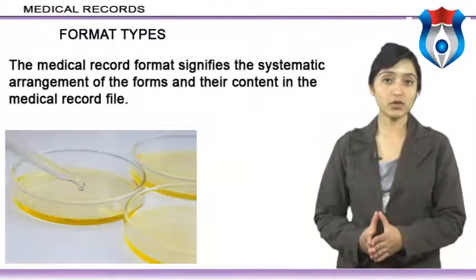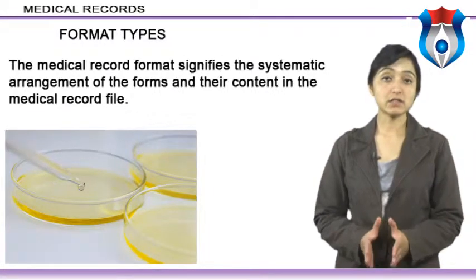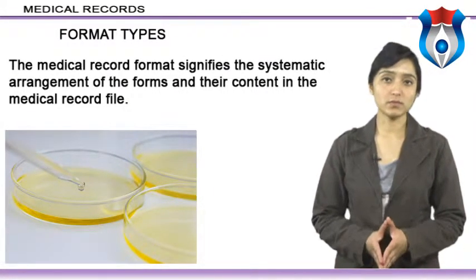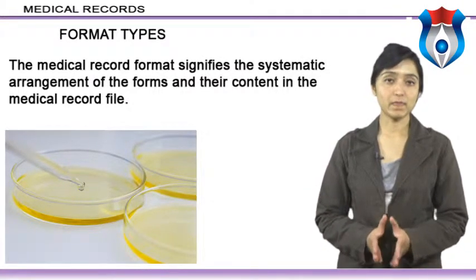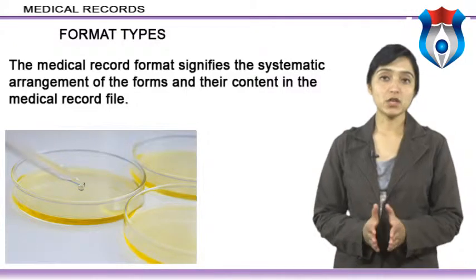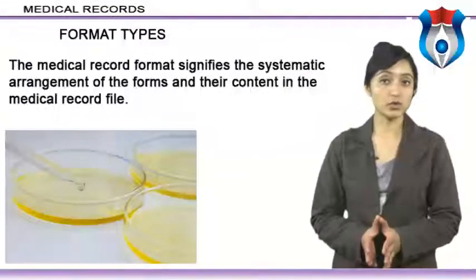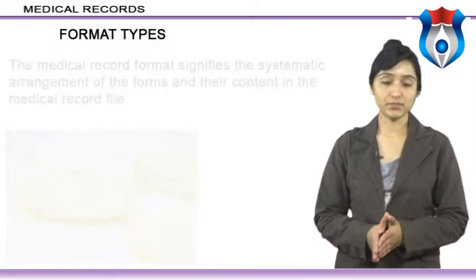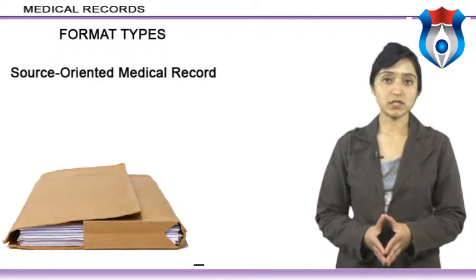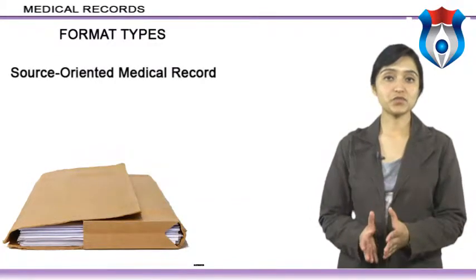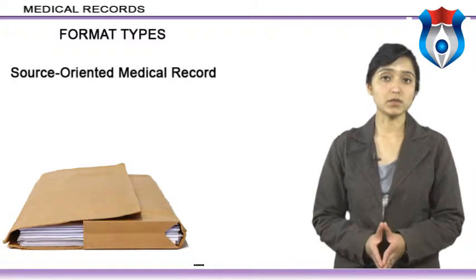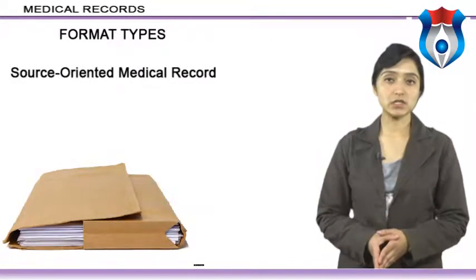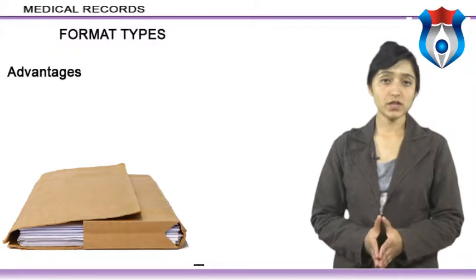The medical record format signifies the systematic arrangement of the forms and their content in the medical record file. There are three types of format: source-oriented, problem-oriented, and integrated. Source-oriented medical record. In this type, different records in the medical record are organized according to the department which provides care and initiates data.